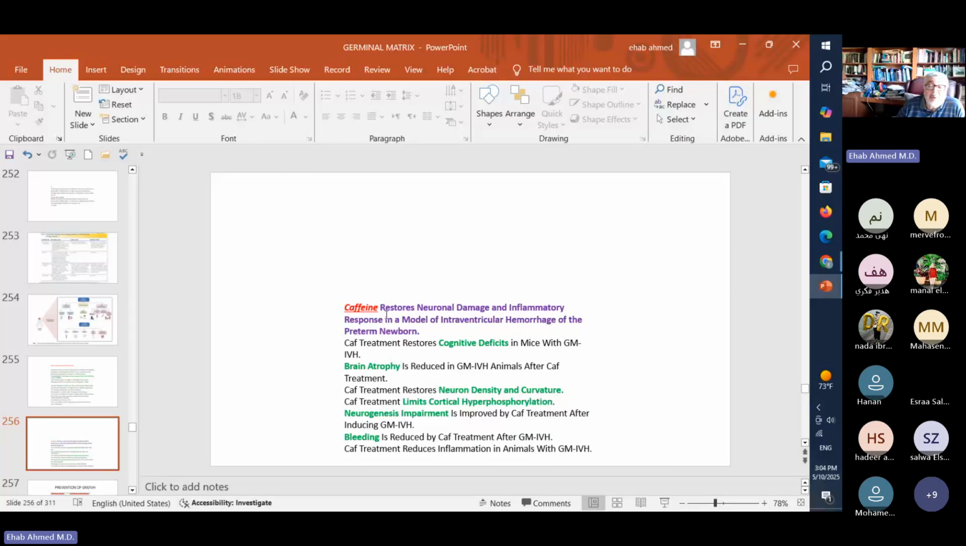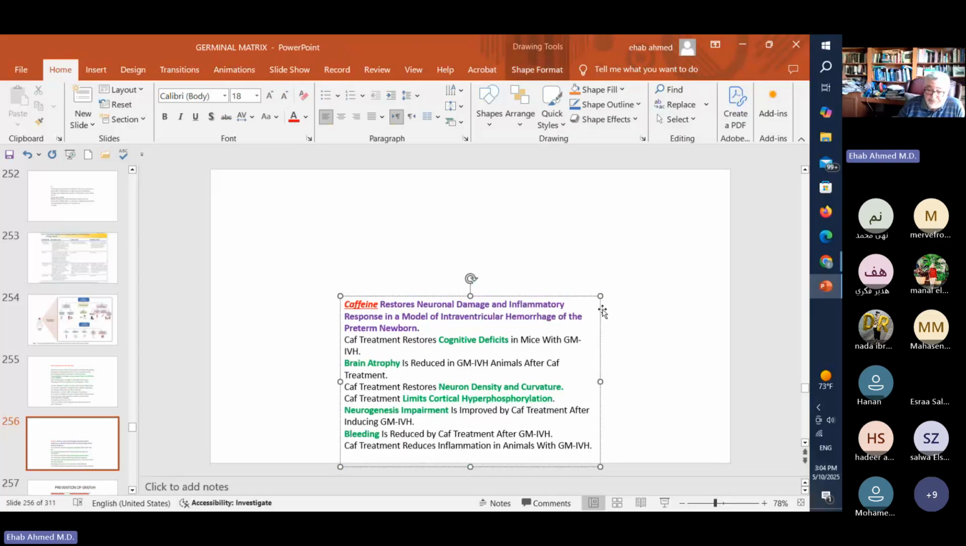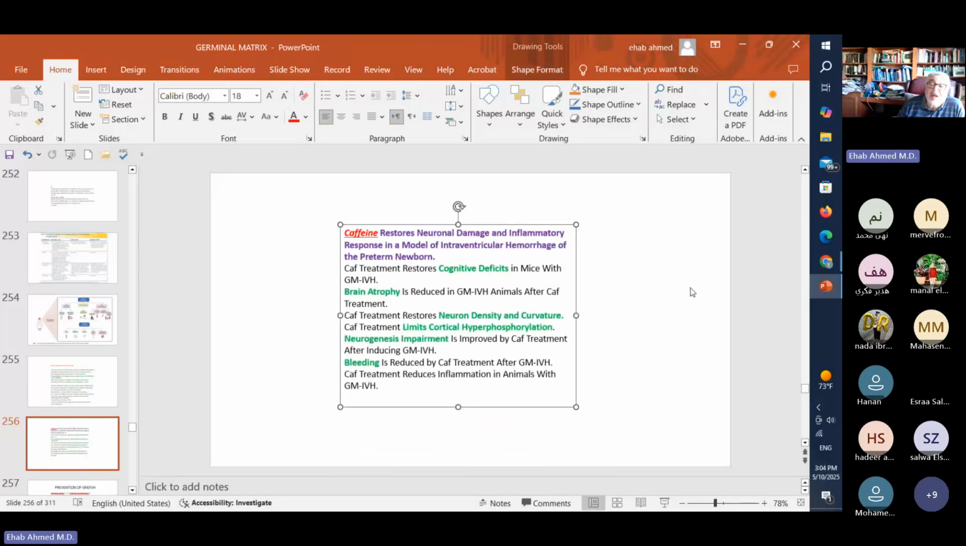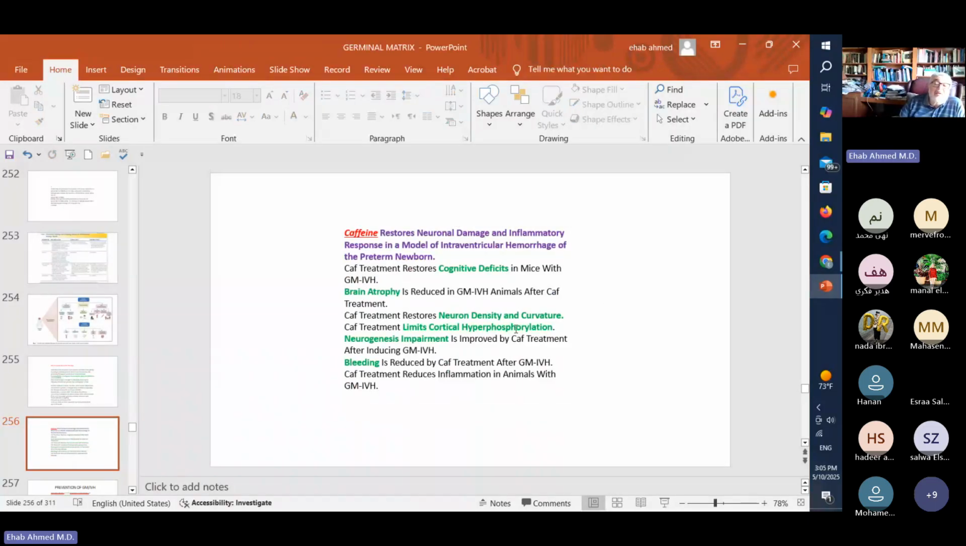One of the important medications that could be of great value is caffeine. Caffeine is a magic drug. It's like penicillin in the era of antibiotics for treatment of infection. Caffeine restores neuronal damage and inflammatory response in a model of IVH in preterm newborn animals. They used it in animals.